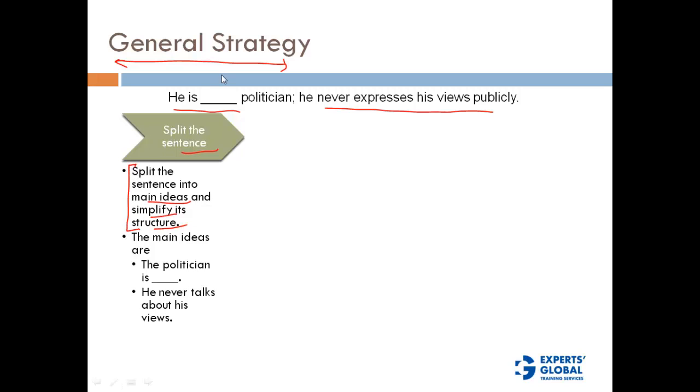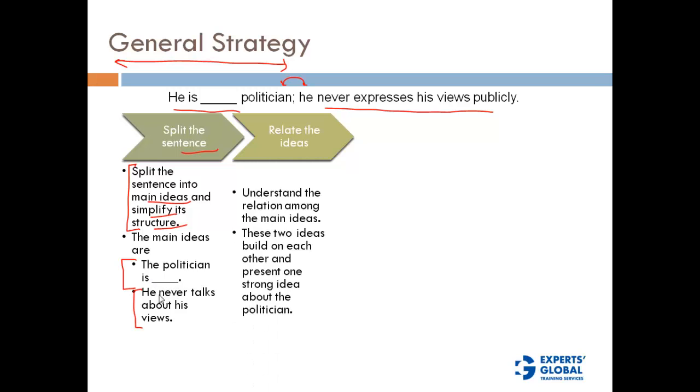So what are the different ideas here? He is a dash politician, there is a semicolon. He never expresses his views publicly. So there are 2 ideas here basically. That the politician is something, this is a missing word, and the politician does not talk about his views. There are 2 different ideas. So are these ideas same or different? Are they positively correlated or negatively correlated?